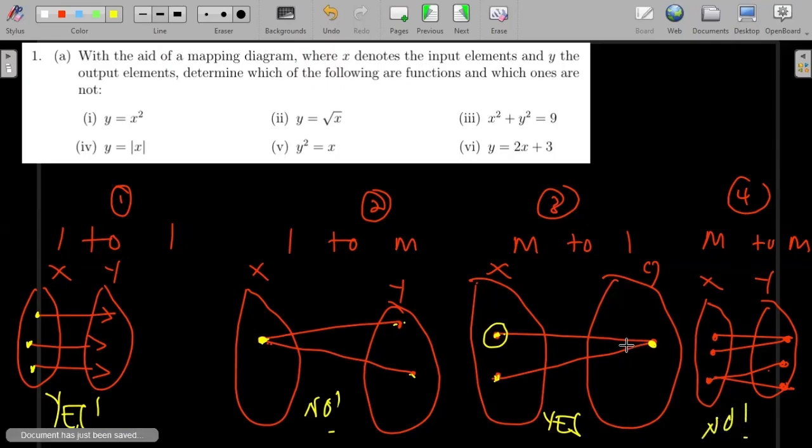So you see that out of these four types of relation, the ones that are functions are one-to-one, okay, and the many-to-one. Okay, so I should emphasize again, a function is a relation where each input has exactly one output. Okay, that's a function. So we're going to be using this concept that I was explaining here to solve these questions on question one, question 1A.